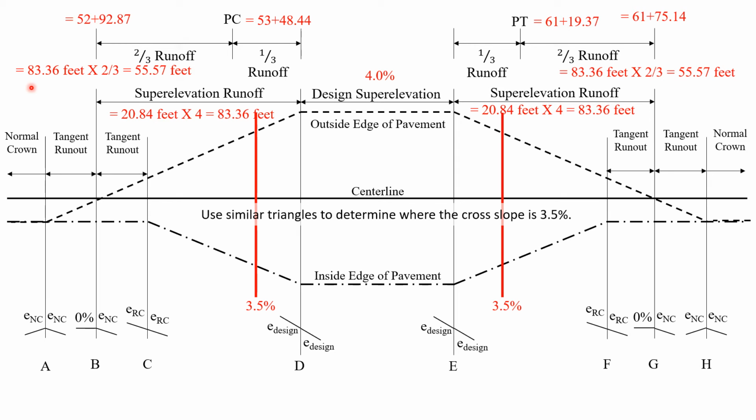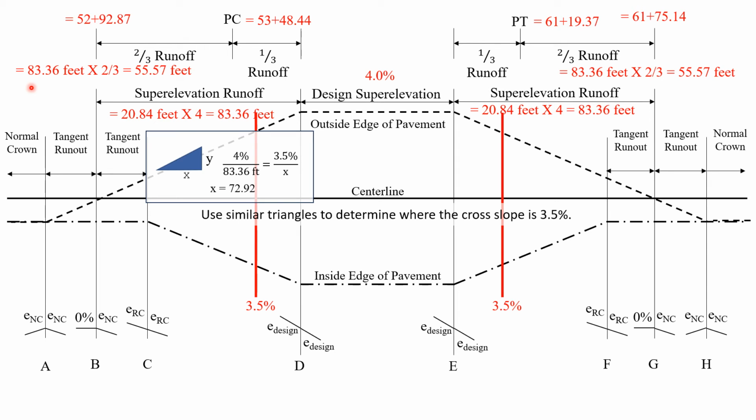Now we're going to use those similar triangles to determine where the cross slope is 3.5%. So we're going to have this on both sides, starting on the PC side of the curve. We know that we have full design super elevation at 4%. That occurs over a distance of 83.36 feet. That's our super elevation runoff. So we're going to solve our similar triangles here. We're looking for X. That's going to be 72.92 feet. Stopping here on the PC side, we're going to add that distance, the 72.92 feet, to our point of adverse crown removed. And that's going to give us our point where we have 3.5% cross slope. That solution here is 53 plus 65.79.